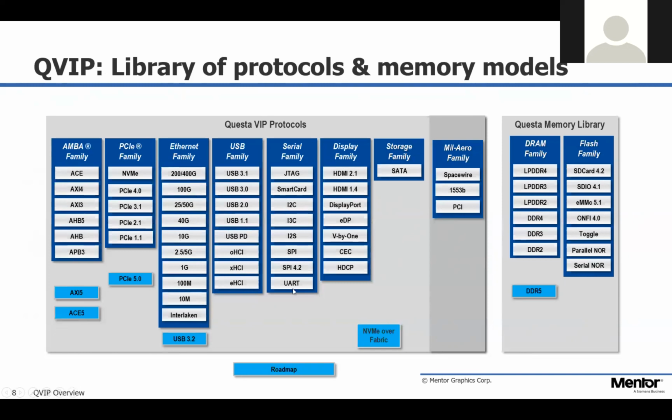USB serial is just a bunch of the simple serial buses. We have a display family, so HDMI and DisplayPort are probably the most common. Serial ATA. We have a mil-aero family, which is SpaceWire and 1553B. I think we have CAN now as well. And then we also have a set of memory models.